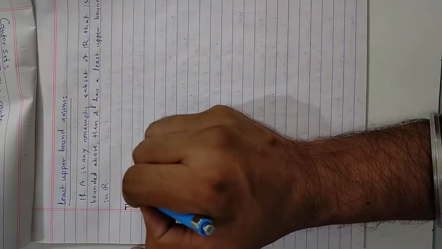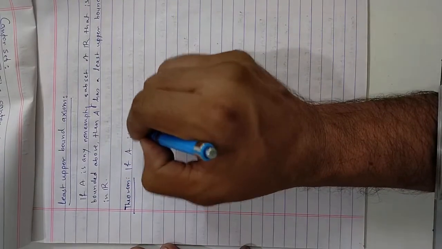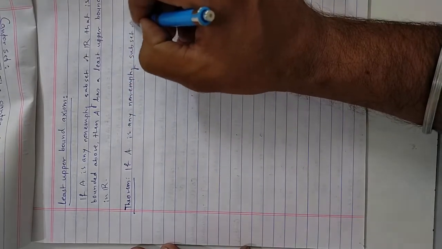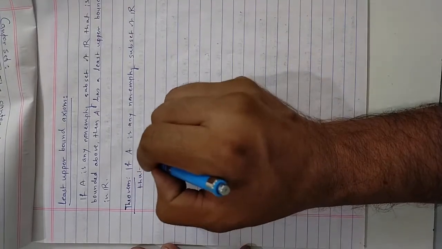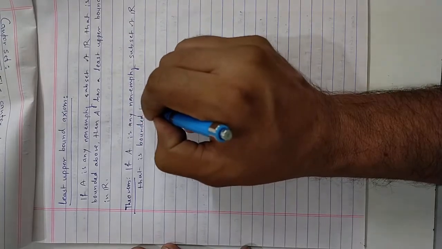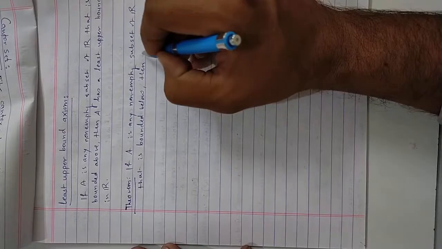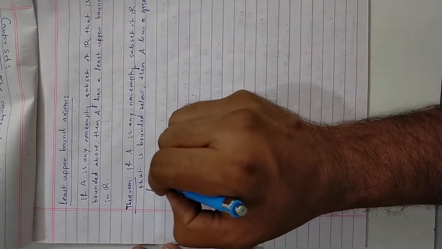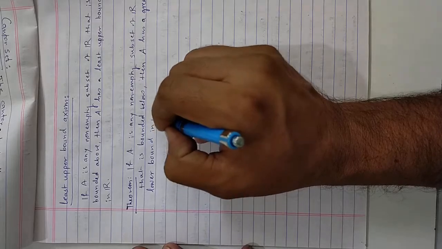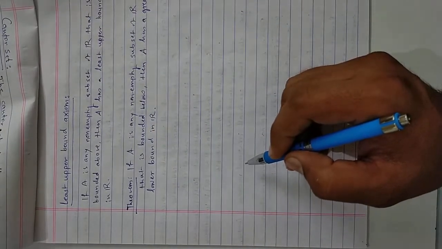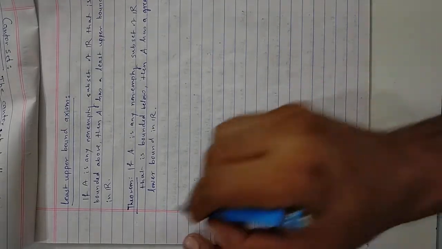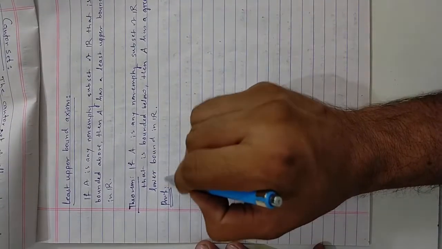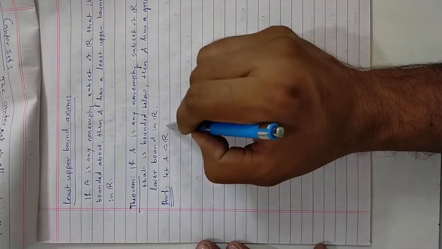And there is one theorem. If A is any non-empty subset of R that is bounded below, then A has a greatest lower bound in R. So the proof: let A be a subset of R which is bounded below.